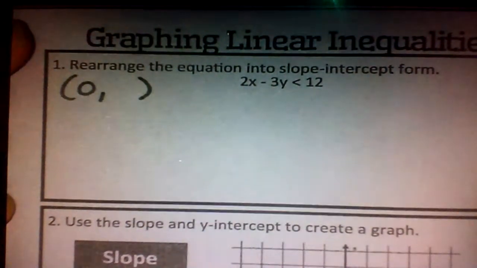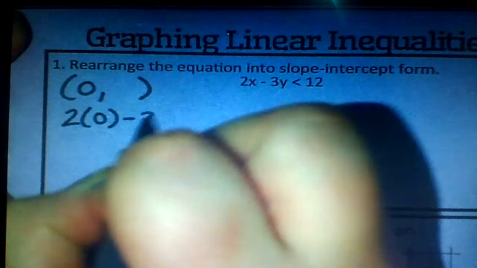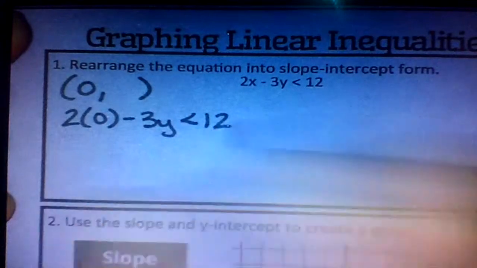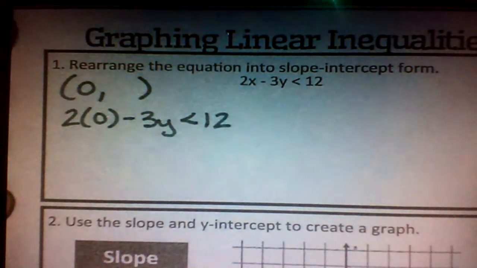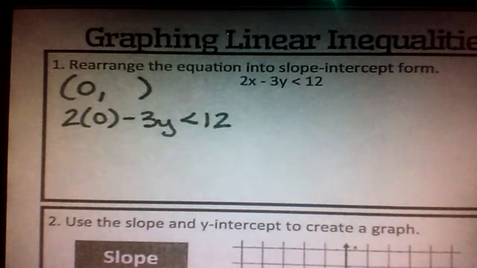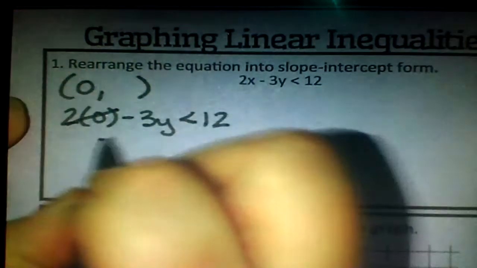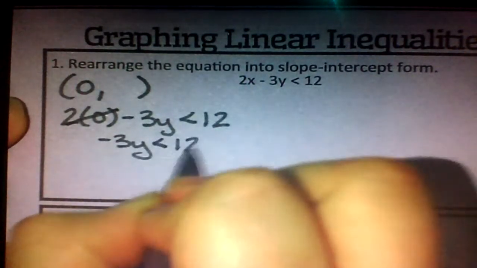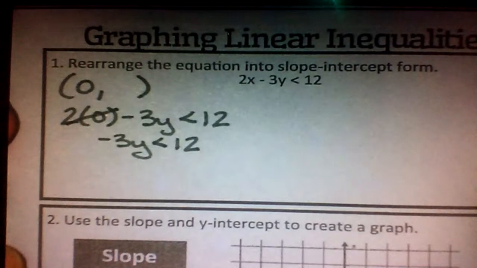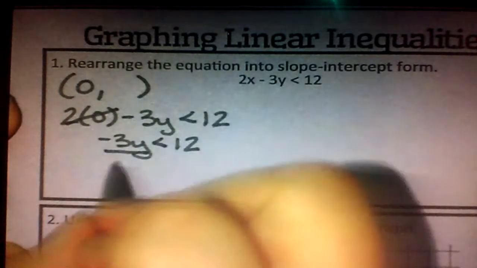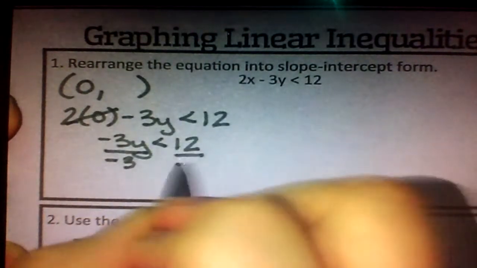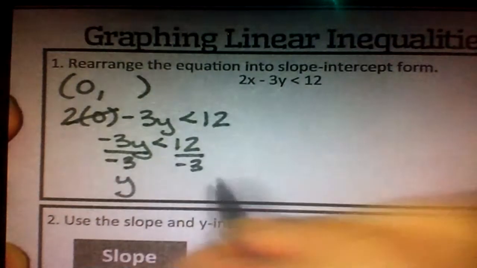Just like it's an equation. So 2 times 0 minus 3y is less than 12. Okay. So what happens to 2 times 0? It's 0. Negative 3y is less than 12. So I need to divide by what? Negative 3. So we get negative 4.